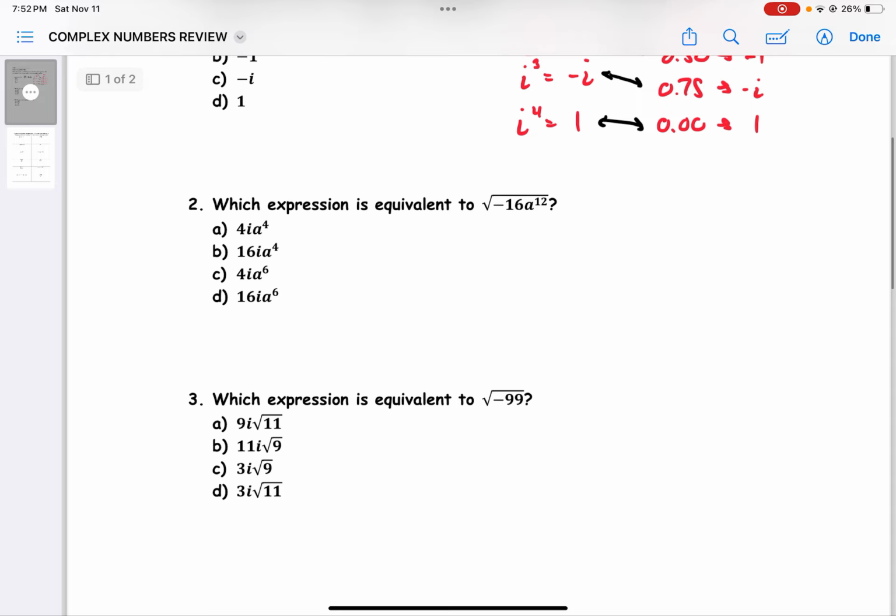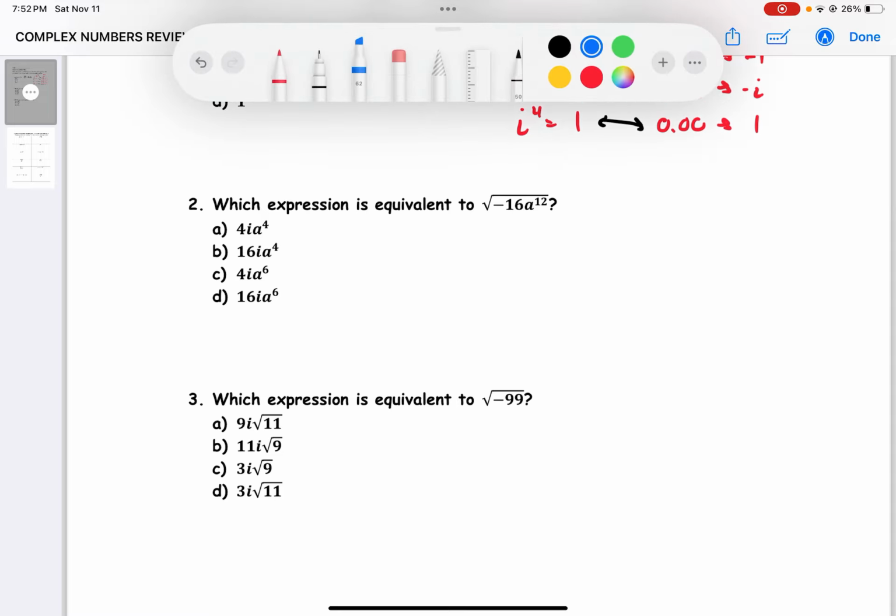Moving on, number 2, which expression is equivalent to this square root? Remember this very, very important rule with square roots. It's kind of at the crux of what we do with square roots a lot. If I have the square root of two numbers being multiplied, I can break apart the square root of the factors. So the square root of A times B is the square root of A times the square root of B. Right?